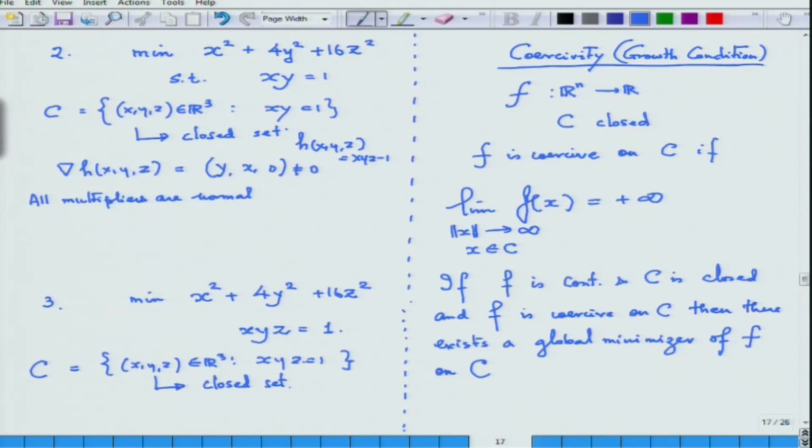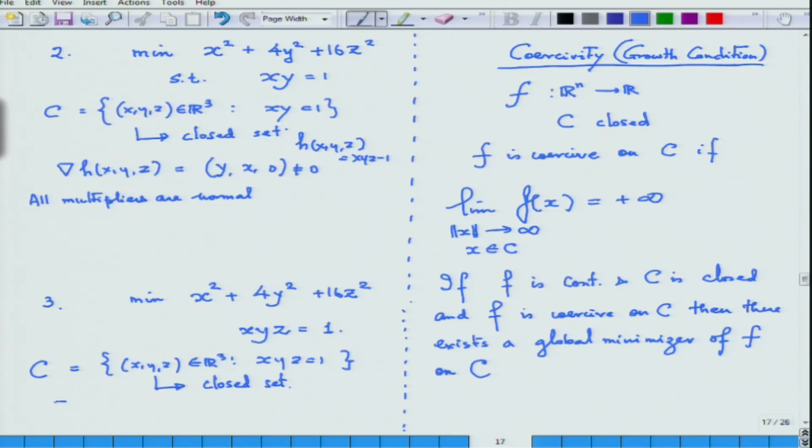Here also x, y, z, none of them can be 0. If one of them is 0, then this cannot be an element here. I need this only at the solution. So at the solution point, x and y, none of them are 0. So here the solution x bar, y bar, z bar is the solution, then x bar, y bar, z bar, none of them are equal to 0.